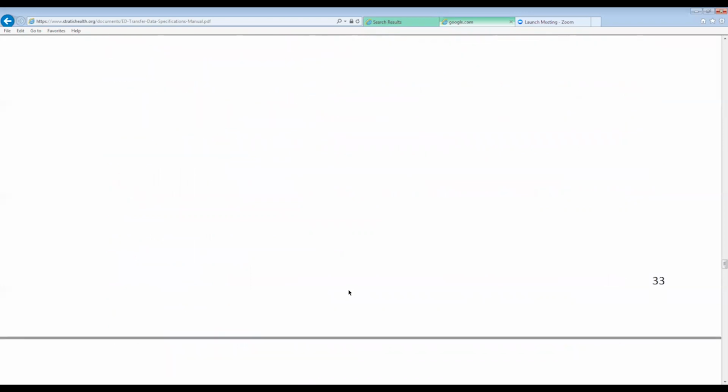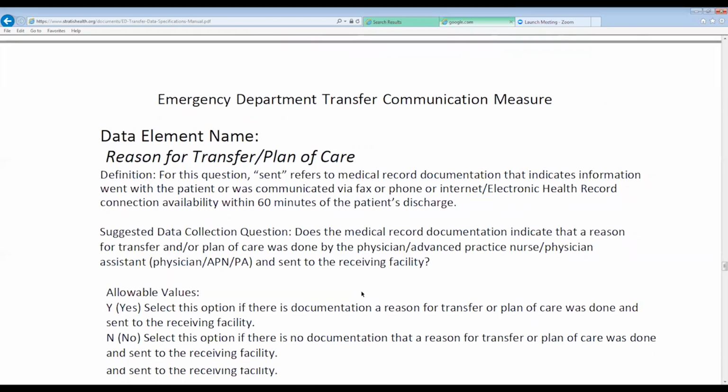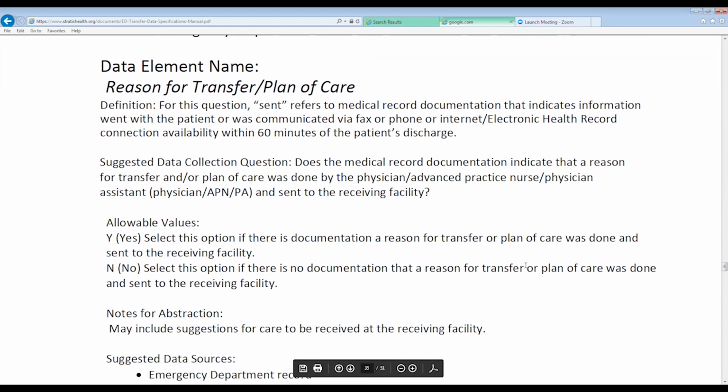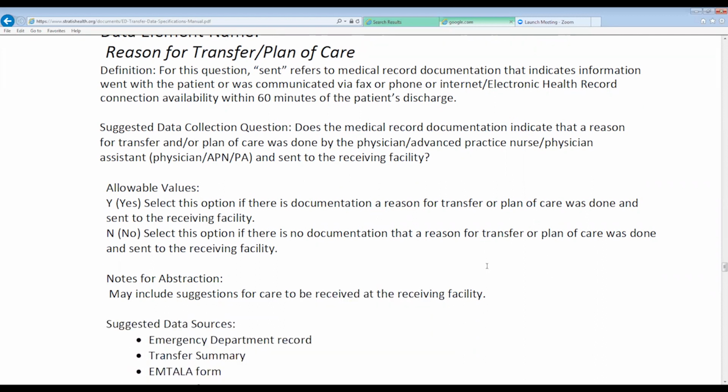Needs to be sent. Reason for transfer, plan of care. This is a big one where you can get it off like the EMTALA form for your maybe acute care transfers, but why is this person being transferred? Okay, why are they sending them to another acute care facility? Or if they're going back to the nursing home, what's the plan of care for them once they go back there? That's what we're looking for here.